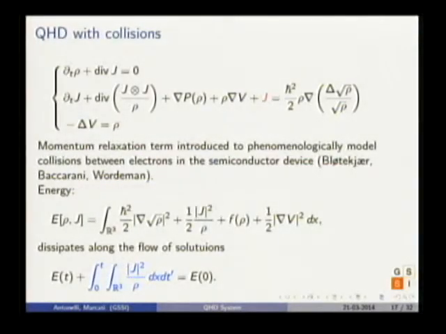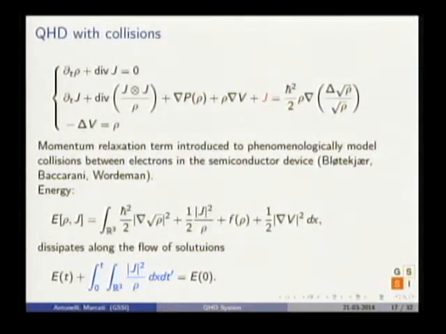Now really the main thing about our work was to study this system here, where now you have an extra term, J, which is a dissipative term. So you see, it's a relaxation term. And this system was studied quite extensively in the community of modeling of semiconductor devices, because this J was a relaxation term which models the collisions between electrons in the semiconductor. But this was just derived phenomenologically, actually, by those guys here, Bleu, Tequier, Baccarani, Wortmann.